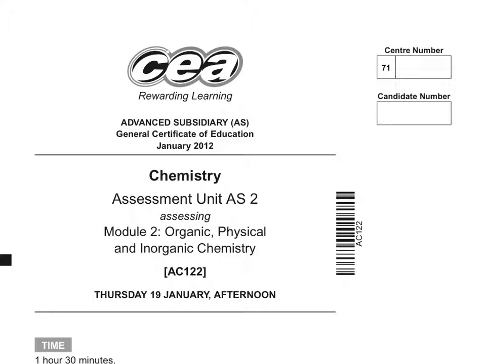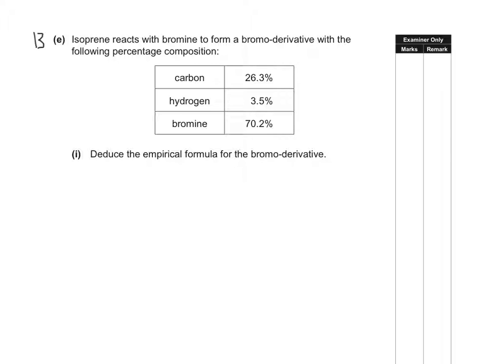This is January 2012 AS2 and we're going to be looking at question 13e. This is an empirical formula question and we have been given the percentage by mass of carbon, hydrogen and bromine in this molecule.